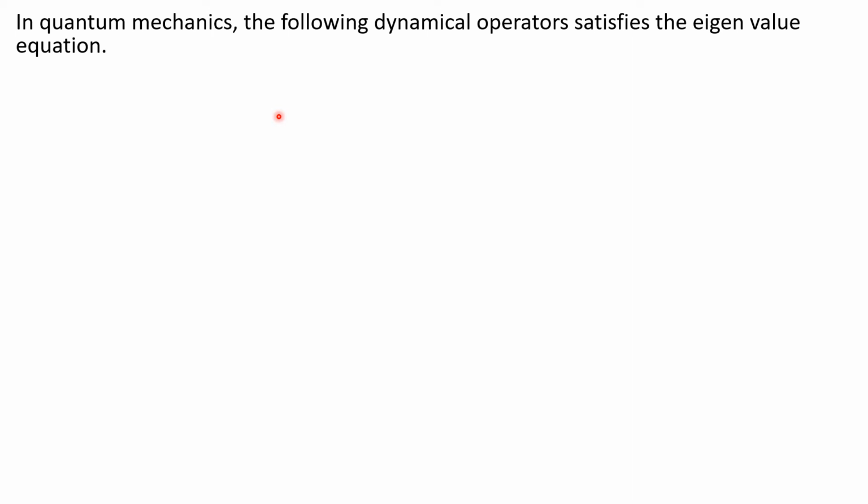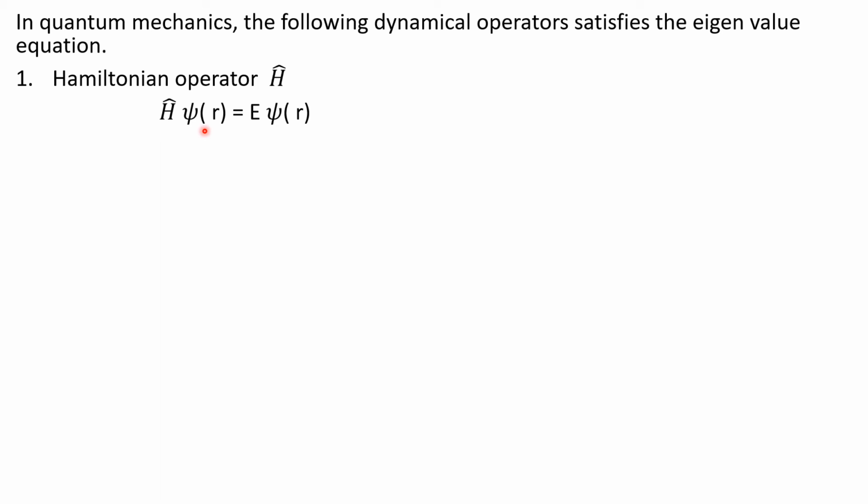The first operator we choose is the Hamiltonian operator, denoted by H cap. The Hamiltonian operator is the total energy operator, the sum of kinetic energy plus potential energy. If such an operator operates on a well-behaved function, psi of r, a three-dimensional term, it equals E psi of r. E is the energy.